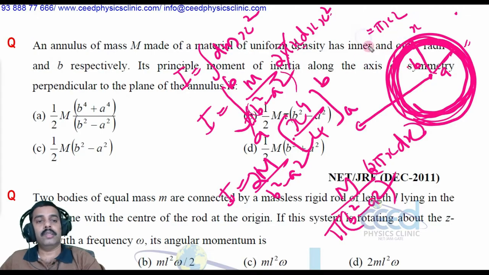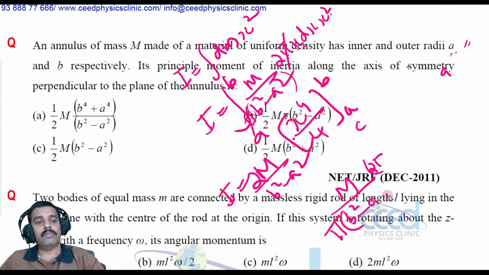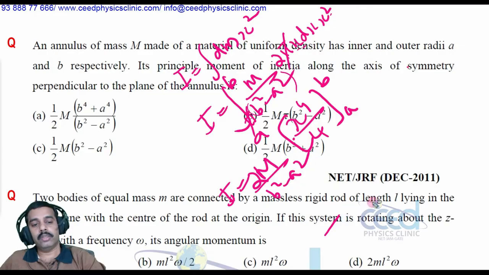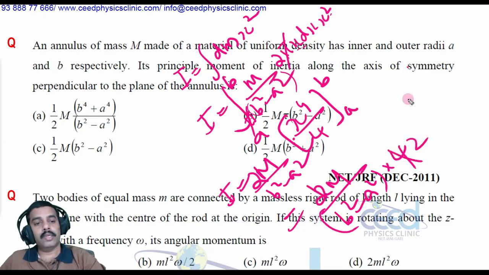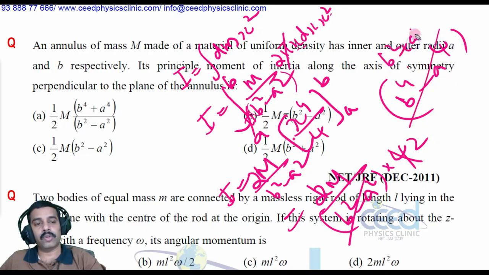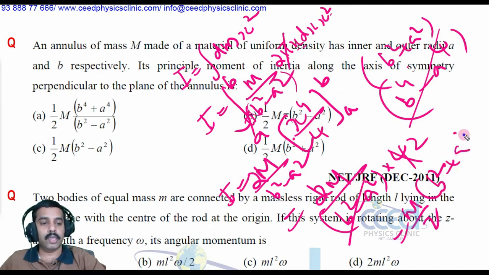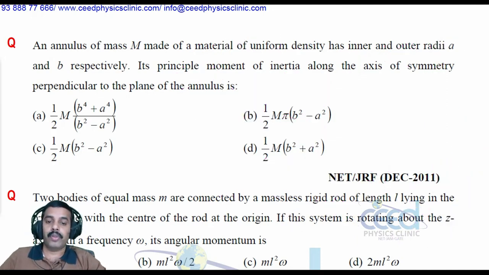All right, now we can do the integration. That is equal to 2m by b square minus a square into 4; we can take out, cancel with this 2, and this is b raised to 4 minus a raised to 4. This I can write as a plus b into a minus b, then this part and this part will cancel, and we have b square plus a square here, that is m by 2 into b square plus a square. So which is the option? Option D is correct, right?